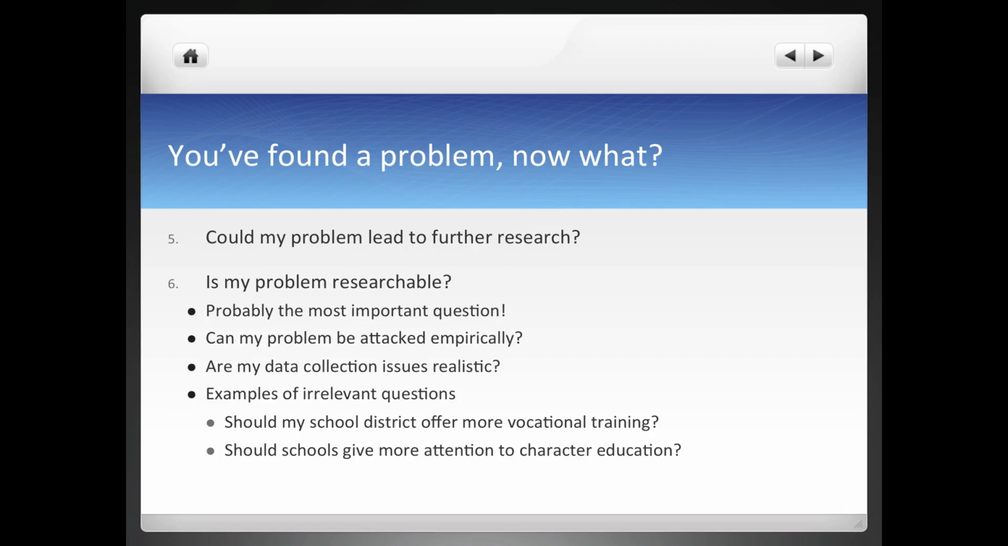Number 5, could your problem lead to future research? Keep that in mind. And number 6, guys, this is the most important. Is your problem researchable? Is it a practical question that's researchable for you? Can it be attacked empirically? Empirically just means not theoretically, but that we collect data and examine data. Are your data collection issues realistic?